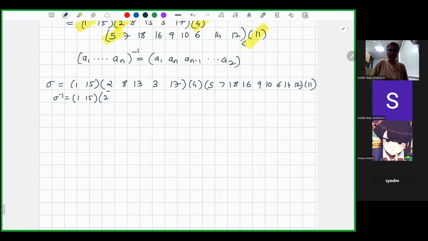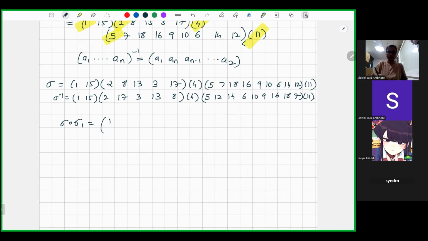So for this cycle here, I get 2, then 17, 3, 13, and 8. 4 is fixed anyway, so as it is. And now again 5, 12, 14, 6, 10, 9, 16, 18, 7, and 11 as it is. So this is the inverse. And if you want to check, we can check that right now. For example, (1 15): sigma composed with sigma inverse, 1 goes to 15 and 15 goes to 1.